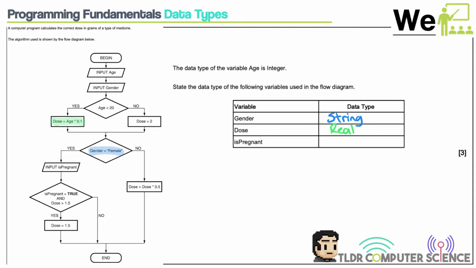Is pregnant, let's see if we can find it. There it is, is pregnant equals true. Data type is true, or the alternate would be is false. True or false means it will be Boolean. Only holds 2 values, true or false.